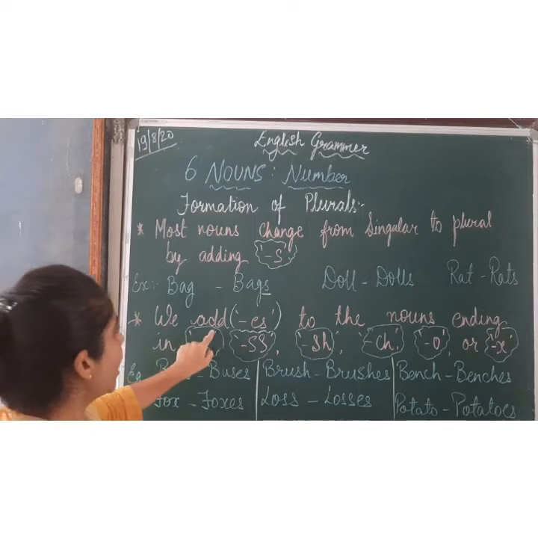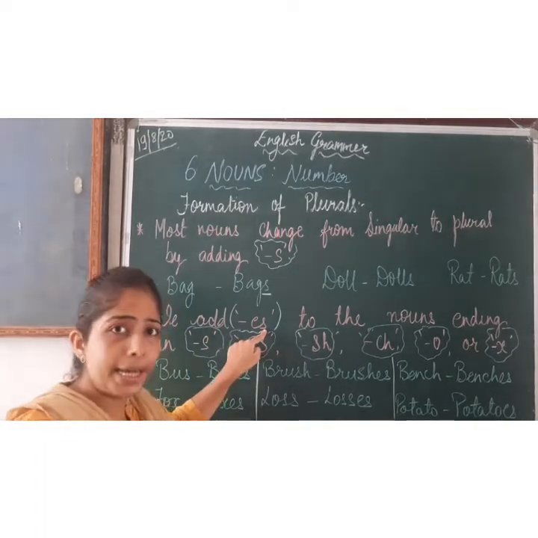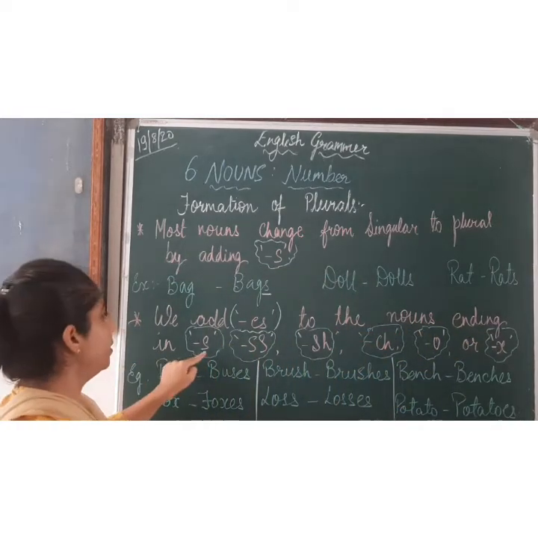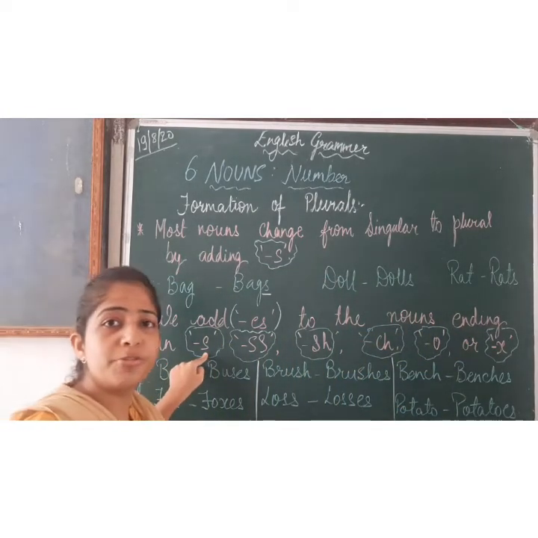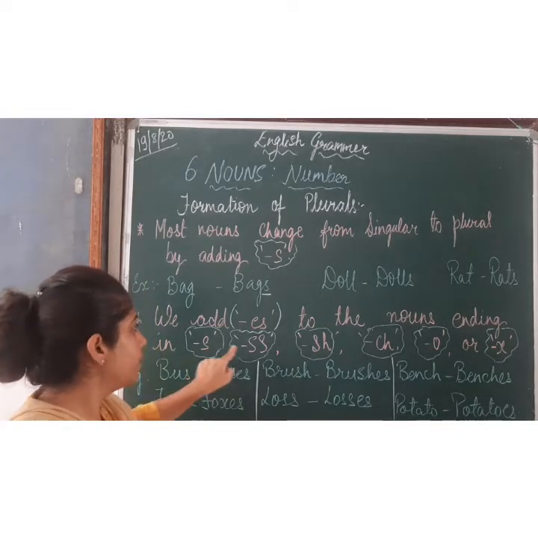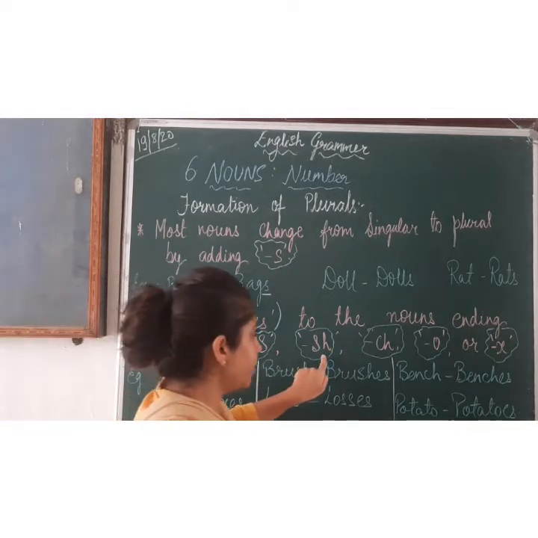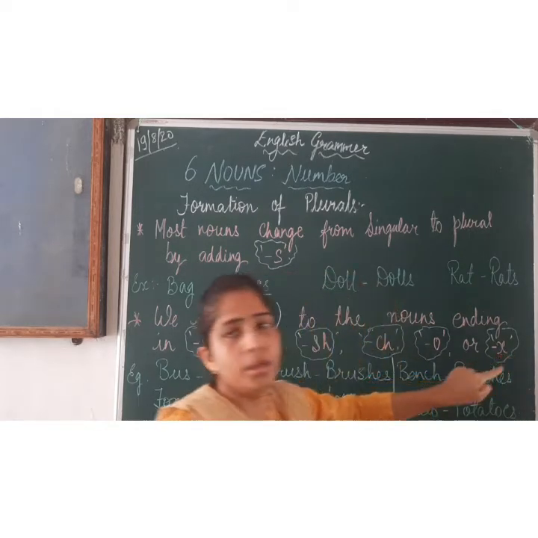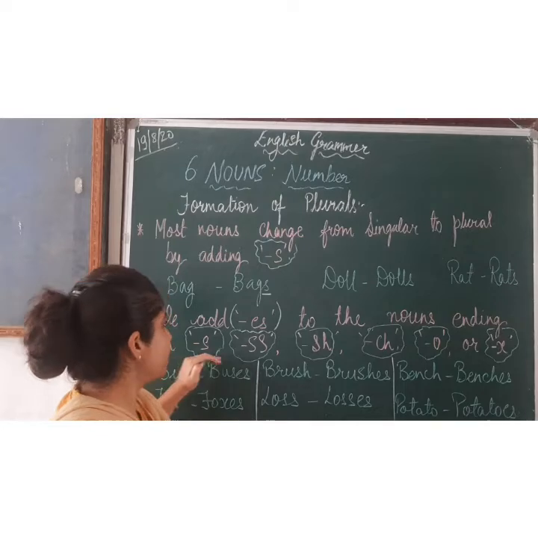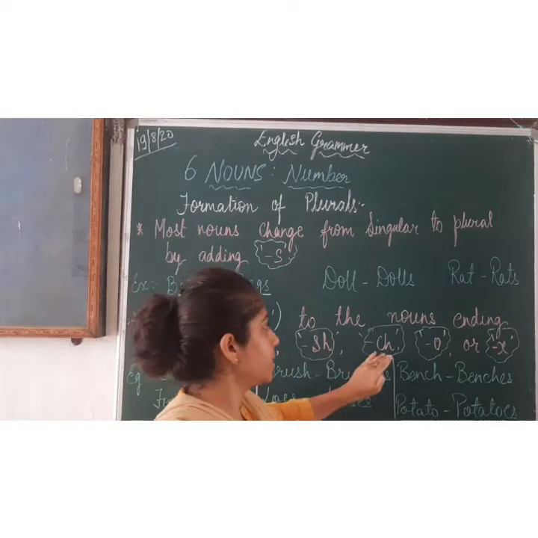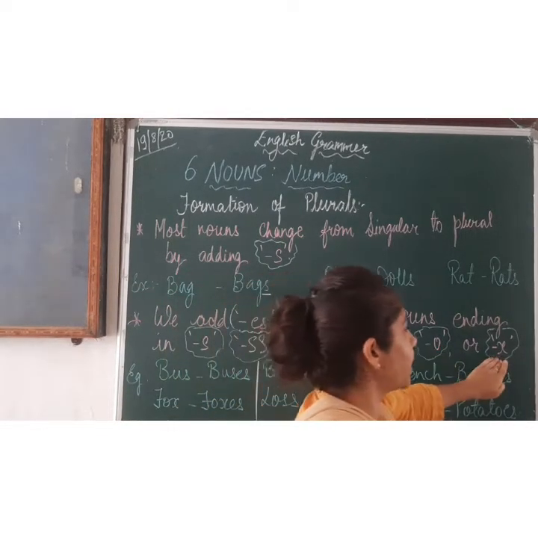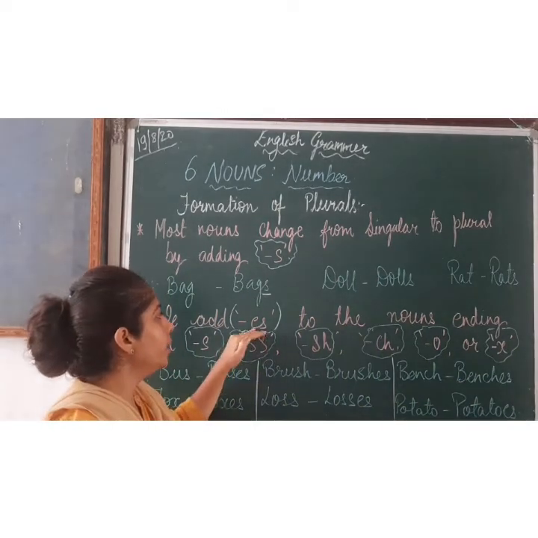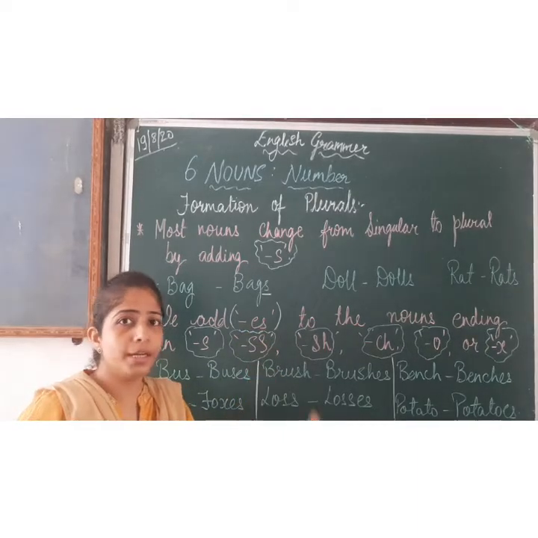Second one is we add es to the nouns ending in s. The nouns which will end by s, double s, sh, ch, o and x. जो भी words s, double s, sh, ch, o और x से एंड होते हैं, फिनिश होते हैं जो वर्ड्स, उनमें हम es add करेंगे to make it plural.